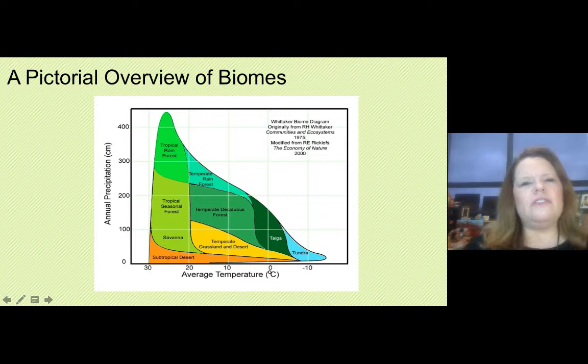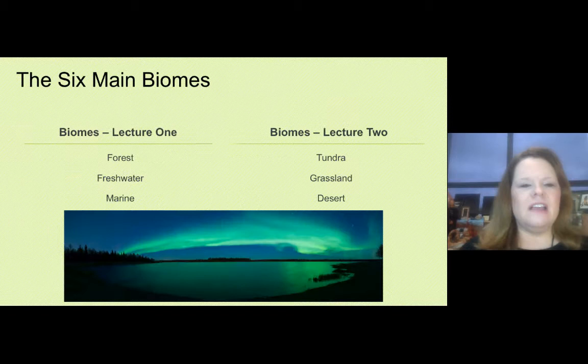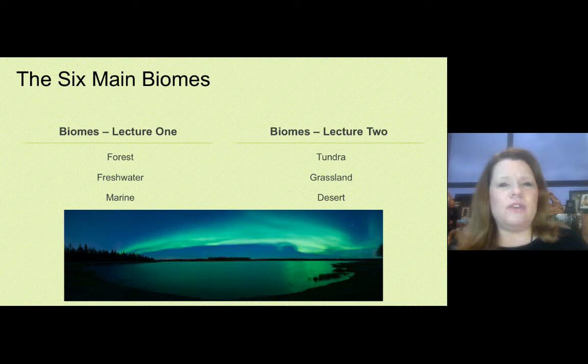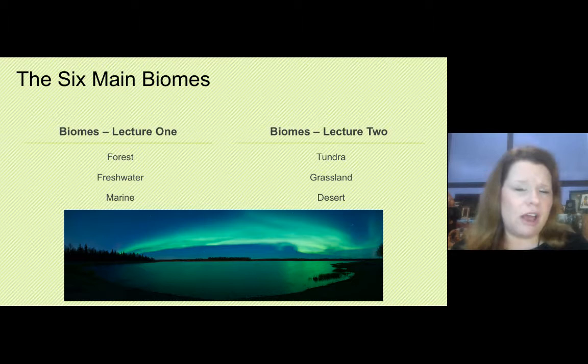So when we look at each of these biomes, I'm wanting you to think about, where does it fit on this particular scheme here, this chart, and also, going back one, the pyramid as well. So what are the six main biomes? In lecture one, we're going to overview the forest, the freshwater, and the marine. When we get to lecture two, we'll cover the rest, which is tundra, grasslands, and deserts.